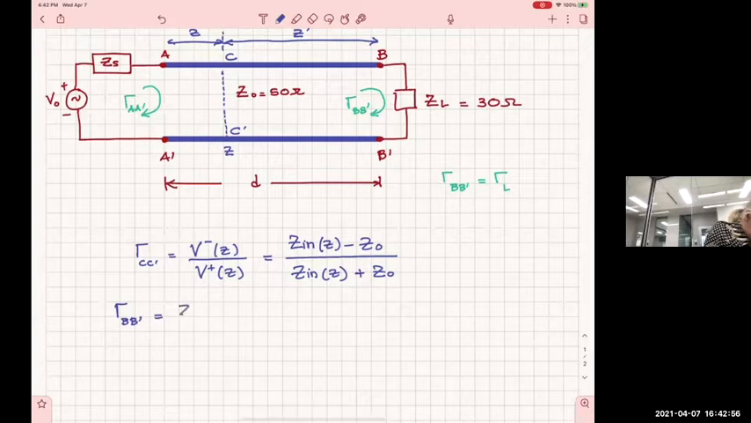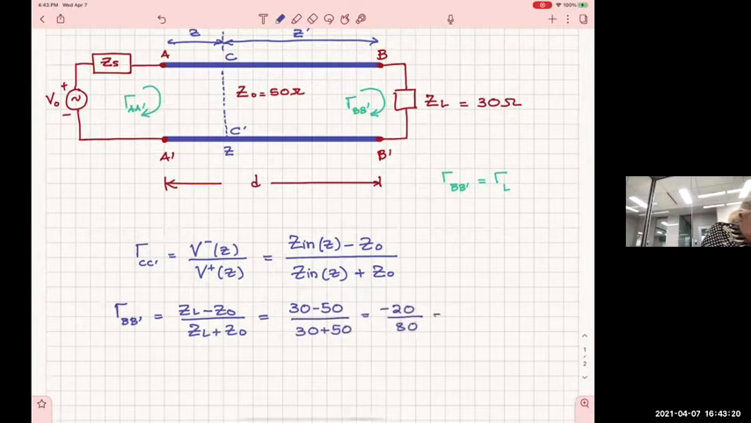So the reflection coefficient at the end, gamma at B prime, is going to be ZL, because the input impedance at BB prime is exactly your load. ZL minus Z naught over ZL plus Z naught. So that is going to make it what? 30 minus 50 over 30 plus 50, which is minus 20 divided by 80, which is minus 0.25.